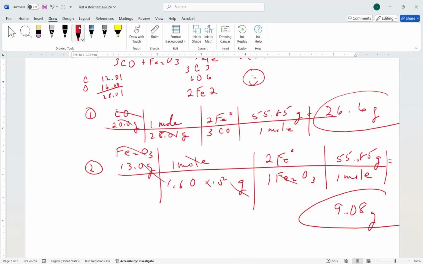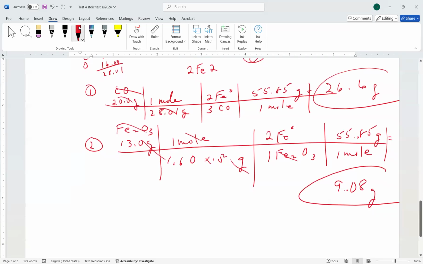Okay, so we're looking at 26 versus 9. So which is the limiting reactant? The rust or carbon monoxide? Rust, because it's the smaller product. Okay. All right. So that means CO is in excess.